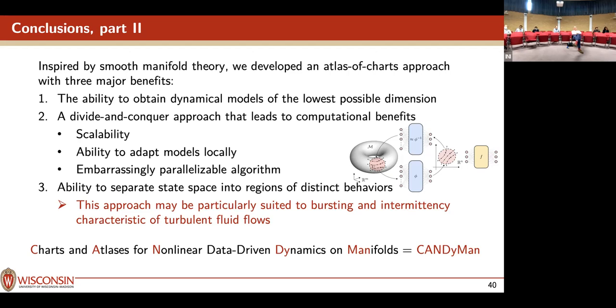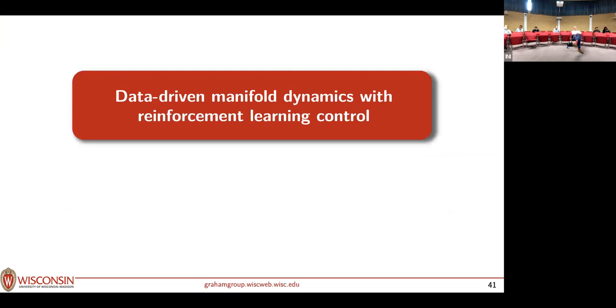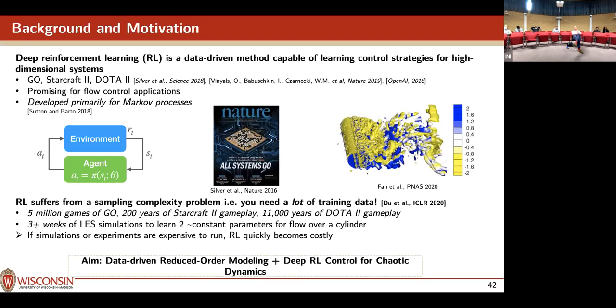All right. So the last thing that I'll talk about, very briefly, is one of the engineering motivations for doing this kind of work, and that's to apply it downstream in a design or a control application. What we've done very recently is to combine the reduced order modeling that I described for Kuramoto-Sivashinsky with a nonlinear control method called reinforcement learning control.